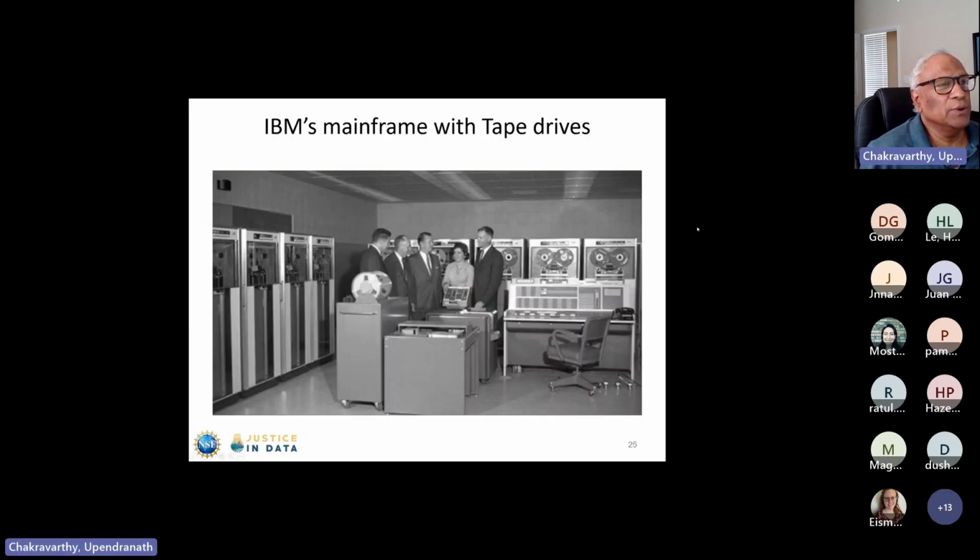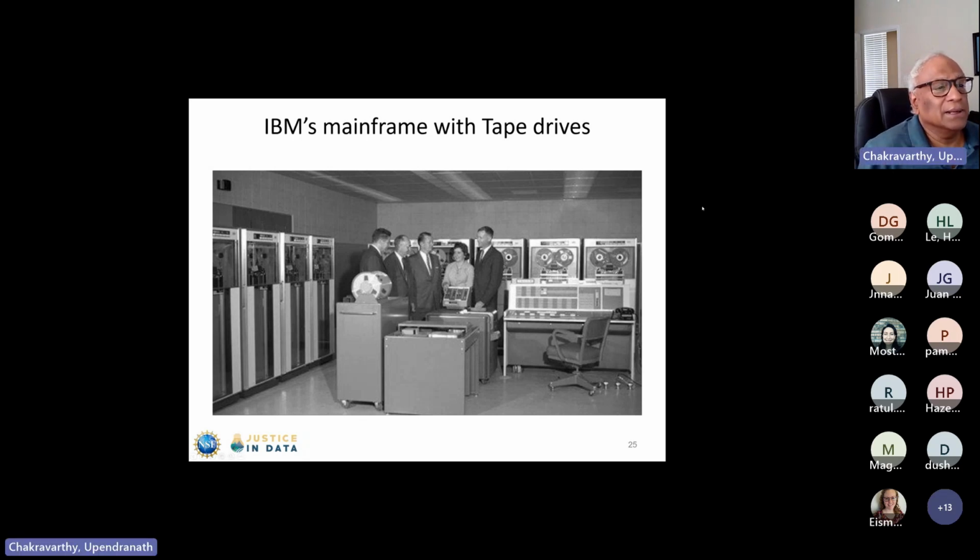So here is another view of an IBM mainframe with tape drives. Tape drives were very popular, and I don't think any of you might have seen that. And this could hold a lot of data compared to the disks at that time. So they were very widely used, and they have some limitations.